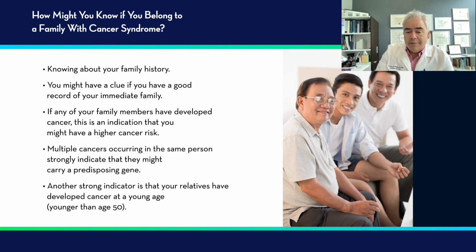For example, you might have an aunt that has developed breast cancer and ovarian cancer. The development of two cancers in an individual is a strong indicator that they might carry a predisposing gene. In addition, another strong indicator is that one of your relatives has developed cancer at a young age. And by young age, I mean younger than age 50. So developing cancer at a young age is certainly a strong indicator of an inherited cancer syndrome.